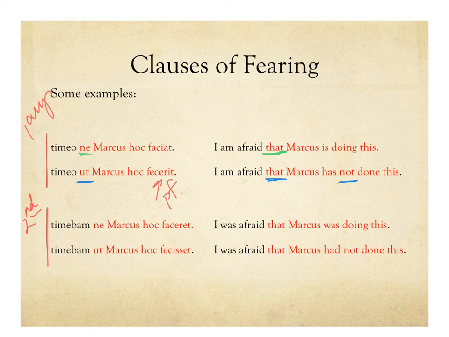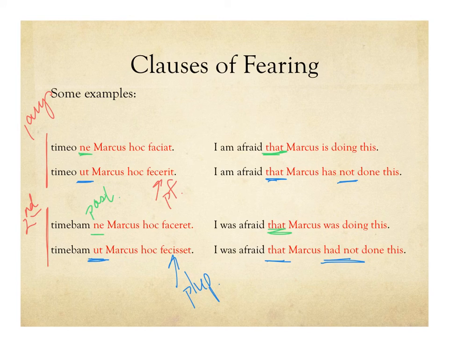Timebam ne Marcus hoc faceret. Right? So again, this is positive because it's ne. I was afraid that Marcus was doing this. Positive statement. Or I could say negative, and here we have the pluperfect subjunctive, right, to show that this has happened prior to timebam. I was afraid that Marcus had not done this.